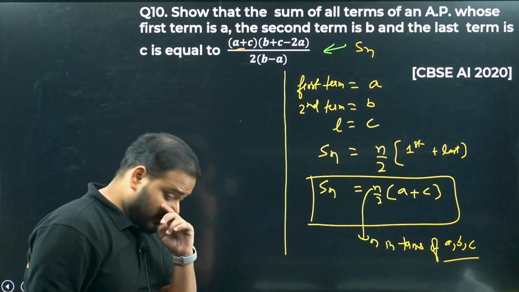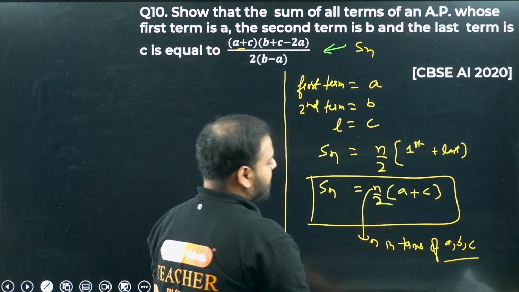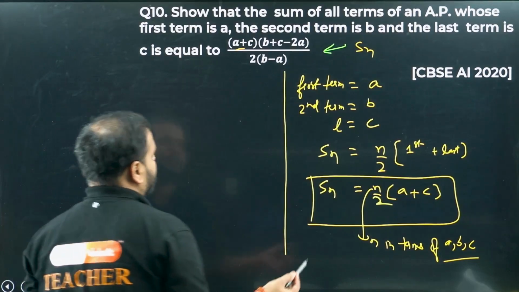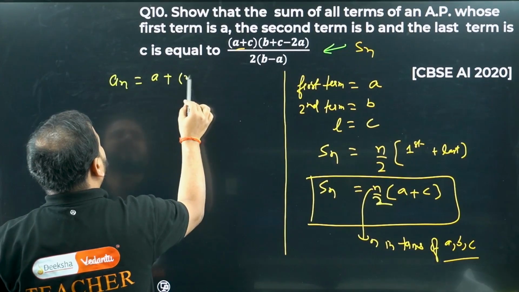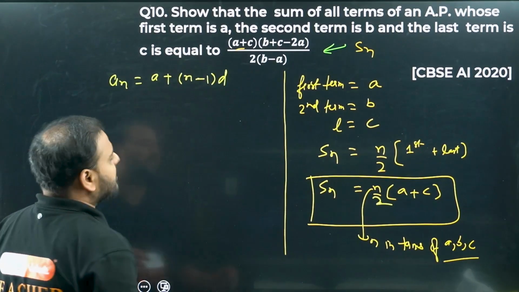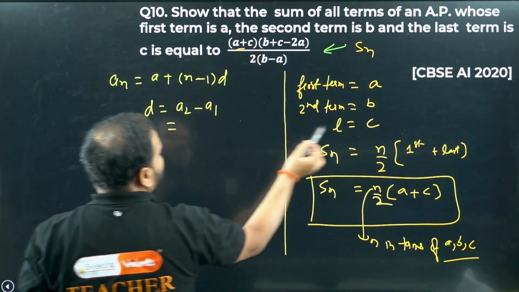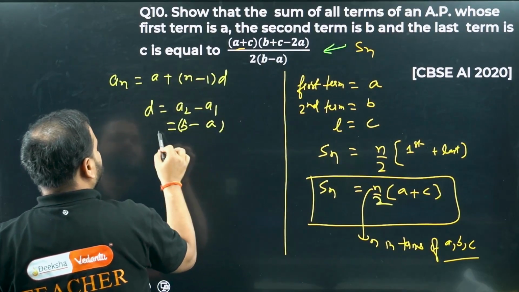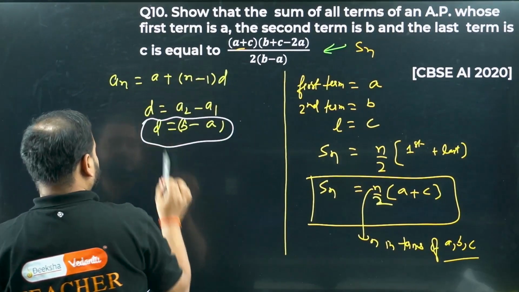Let's do that right away. So n by 2 into A plus C. Now what is this n going to be? For that I can write the last term, An equals A plus n minus 1 times D. What is the common difference? The common difference is the second term minus the first term. The second term is B, the first term is A. B minus A is my common difference.